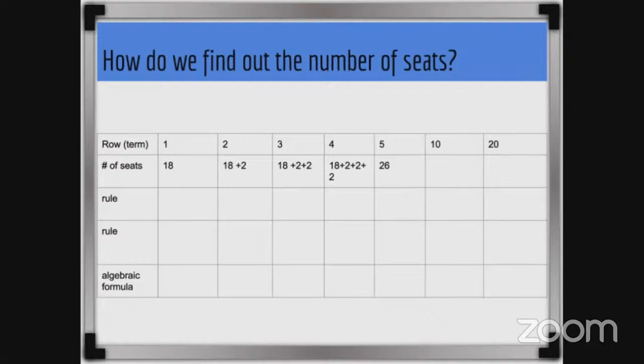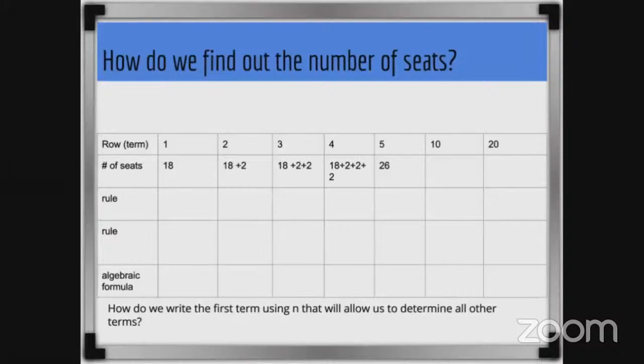Yes, I have a formula. Tell me. For example, say I want to know how many seats are in the 7th row. You're going to write n equals 7 times 2 plus 18. Is that for row 7? Yes, Miss. All right, 7 times 2 plus 18.